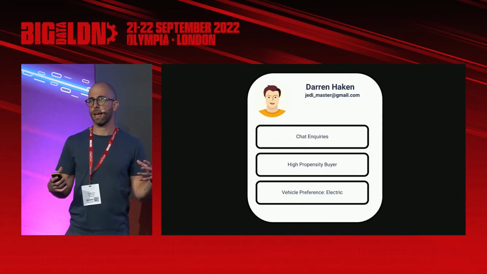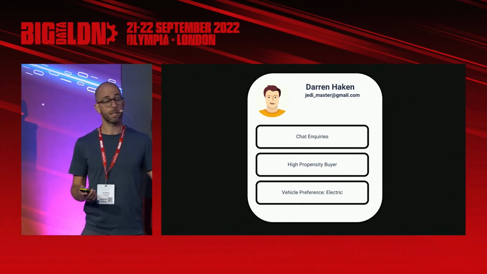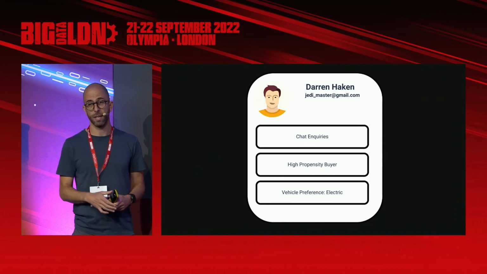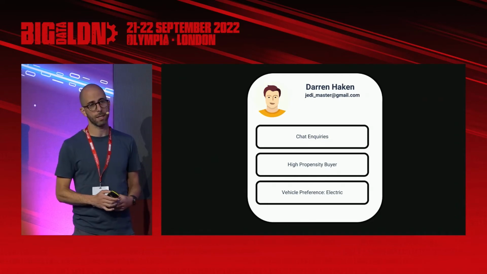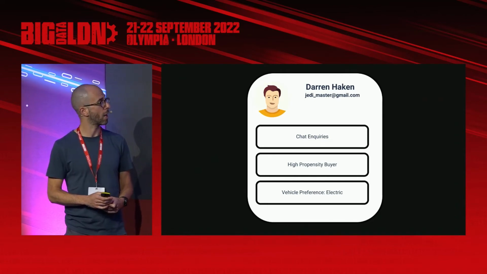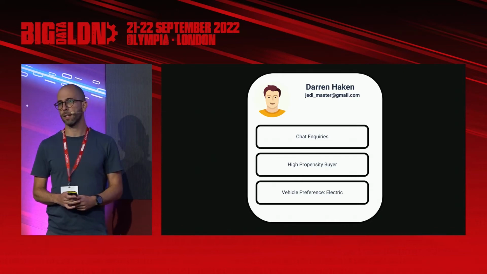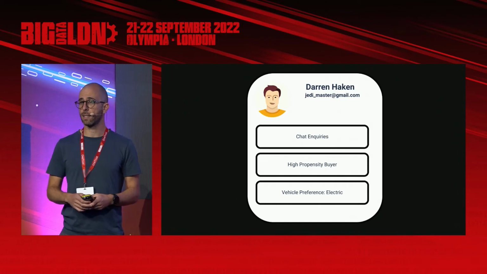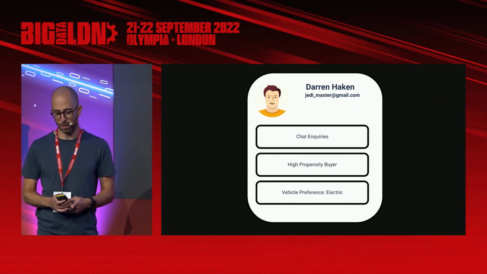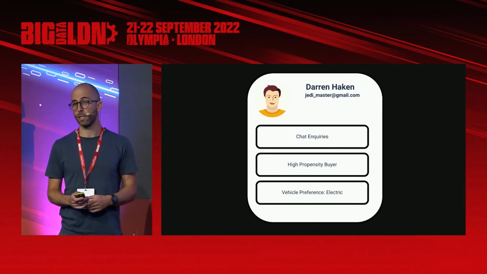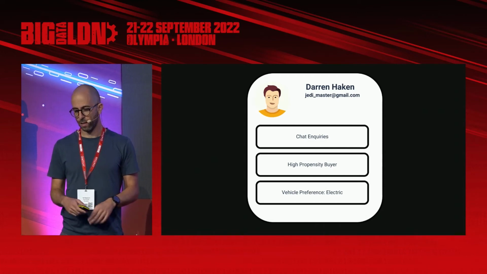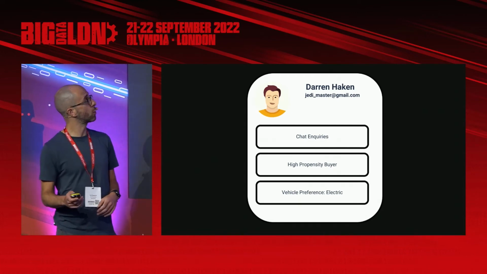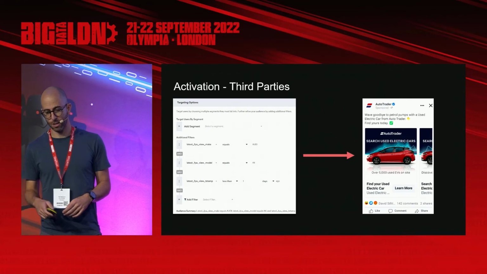And so out of that, Auto Trader is able to create a profile for Darren. Darren is somebody who likes to chat, engages on the chat channel. He's a high propensity buyer. All that underlying data has enabled Auto Trader to say this guy really is in the market and we think he's going to buy a car soon, and he's got a preference for an electric vehicle. So that's super valuable information.